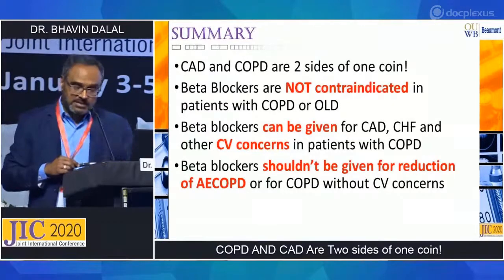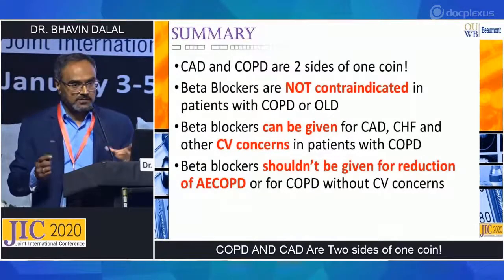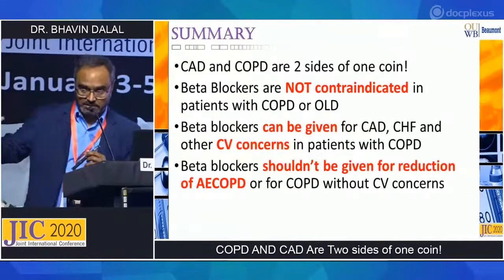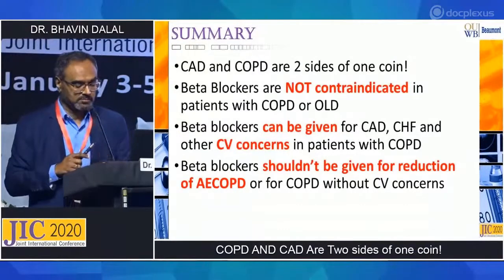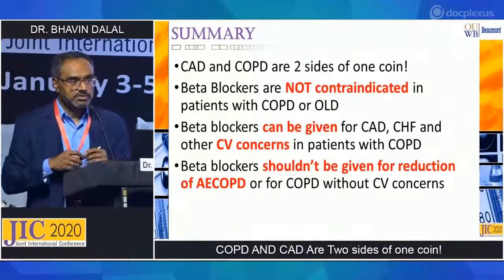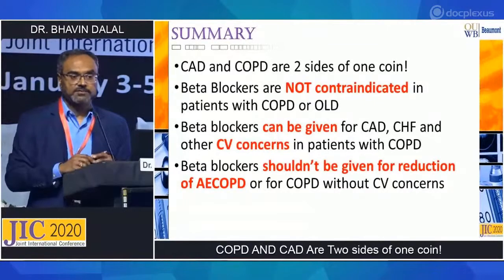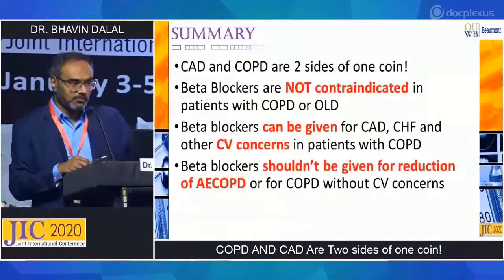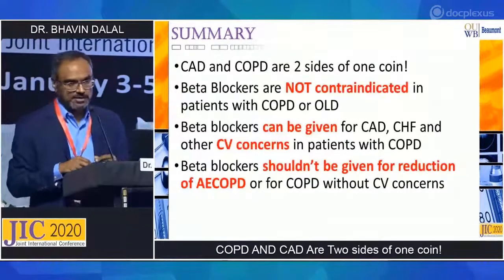Beta blockers can be given for CAD, CHF, and other cardiovascular concerns, and probably will improve mortality in those subgroups of patients. Beta blockers should not be given for the reduction of acute exacerbation of COPD or to block the COPD, for the COPD itself.